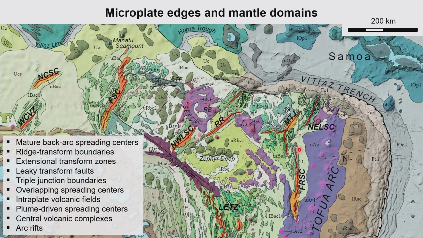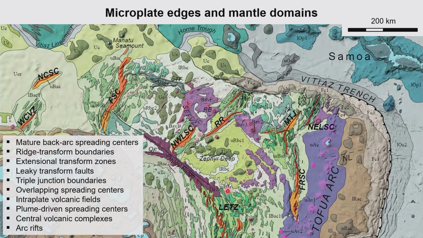So we actually went from early studies in this region from 3 microplates to at least 7 now. And they're all bound by spreading centers, in part, and by very large-scale transcurrent faults, because you need this transcurrent motion to allow for the growth of the basin, in this case 400, 500 kilometers wide in 5 million years. You have to accommodate that with some strike-slip faults. Those are the strike-slip faults.